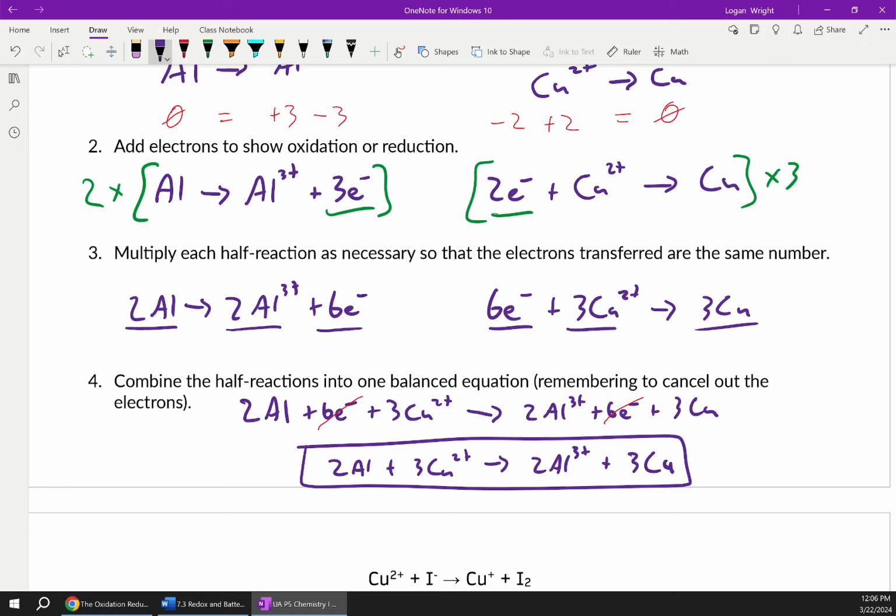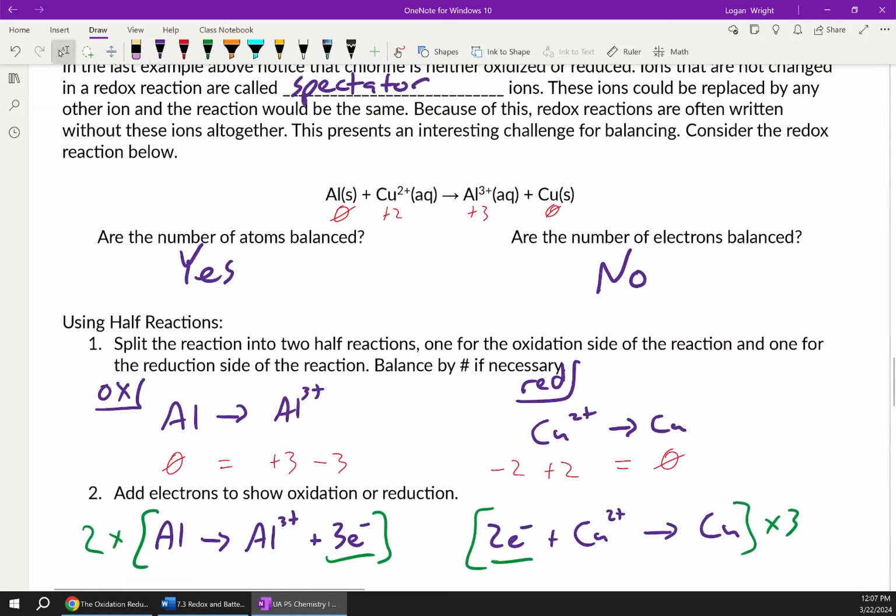Wait, so I'm confused. So is this basically saying that the example Al plus Cu2+ is wrong, at the very top? Yes. Because what's actually going on is you have something like Al plus CuCl2 forms AlCl3 plus copper. And what they did is before they balanced it, they erased the chlorine because it's a spectator ion and said, now figure out how to balance it.